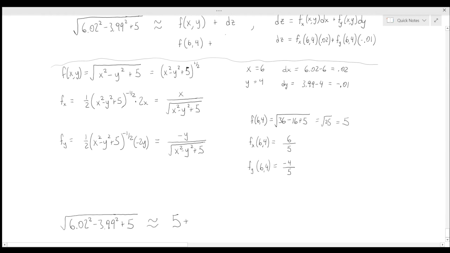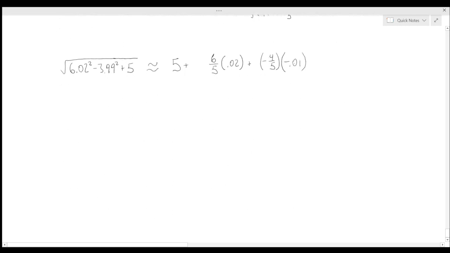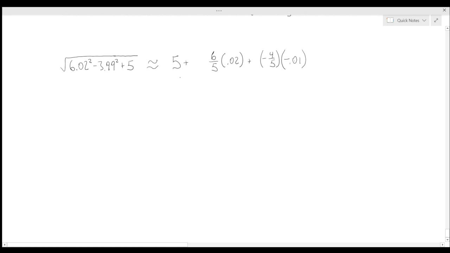I'm going to go ahead and plug in 6/5 for my fx. And then it was times dx, which is 0.02. Okay, and let's see here. Fy was -4. I'm going to plug that in for Fy. And then it was times dy, which is -0.01. And then here you use a calculator to get what this is as a decimal.